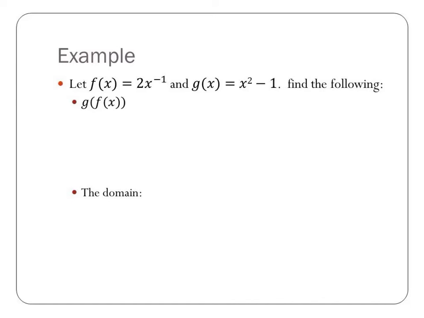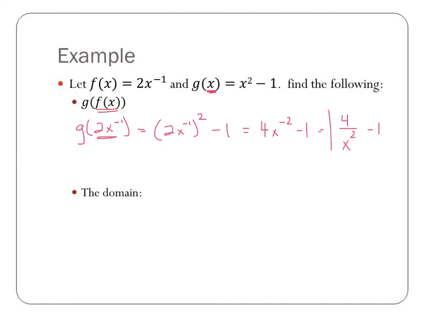Okay, so again, we're going to find a composition. This time we're doing g of f of x. So I'm going to replace f of x with what f of x equals. All right, and then I'm going to evaluate g. I'm going to replace x with 2x to the negative first. So this is going to be 2x to the negative first squared minus 1, which is going to be 4x to the negative second. And we're going to put that x squared on the bottom. Remember, the exponent only goes to what it's touching, so the 4 stays on top.